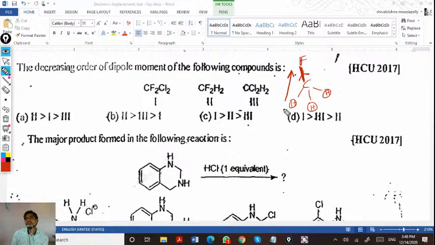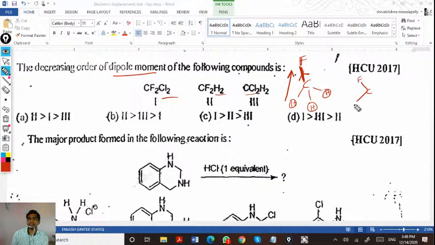So movement of the electron density towards one side is called dipole moment. This is about one atom which is withdrawing. Here it is given two atoms. So then also it will be a kind of system like this.